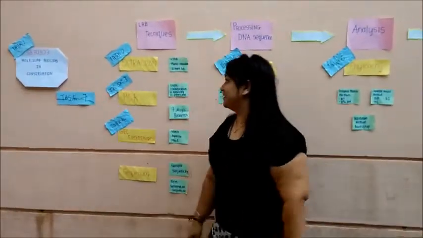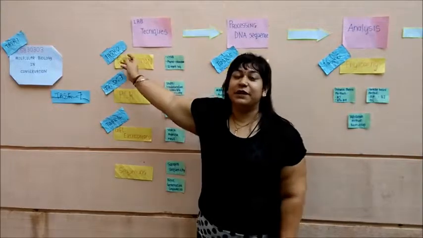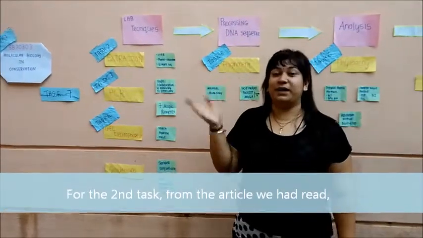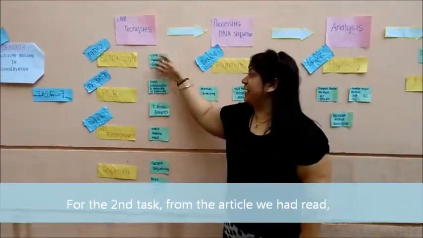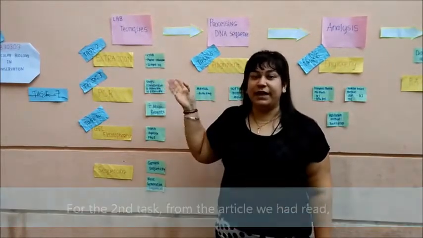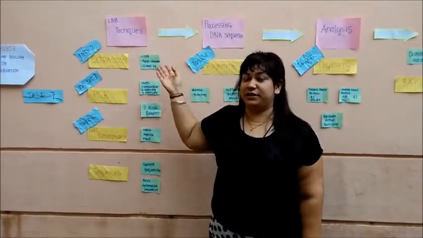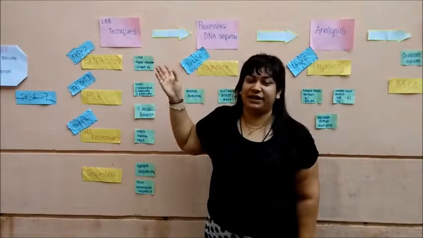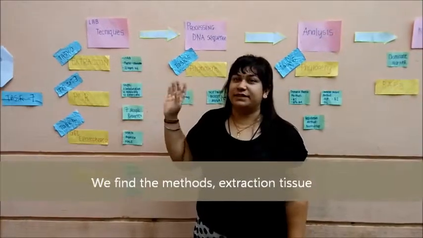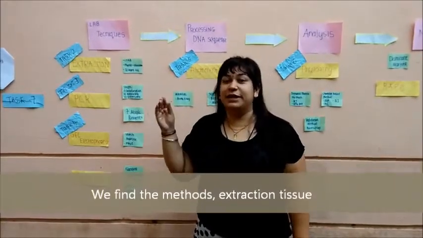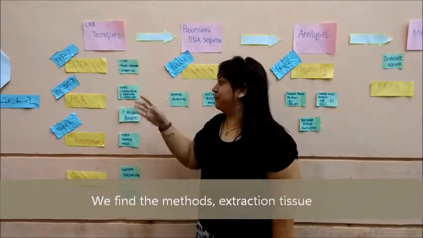For the second task, it's based on abstraction. From the article we have read, we identify the abstraction method they have used, and from where they take the tissue or the cell. For example, for amphibians, they have to take the toe clip or the tail clip.